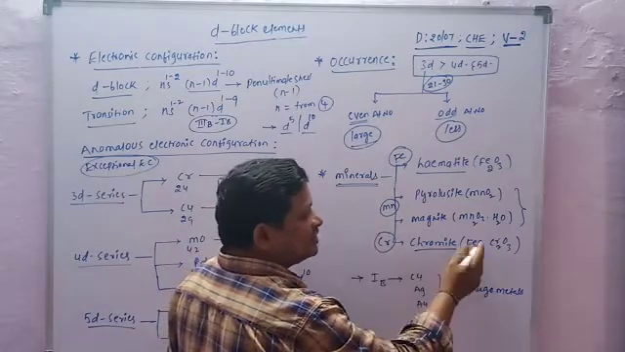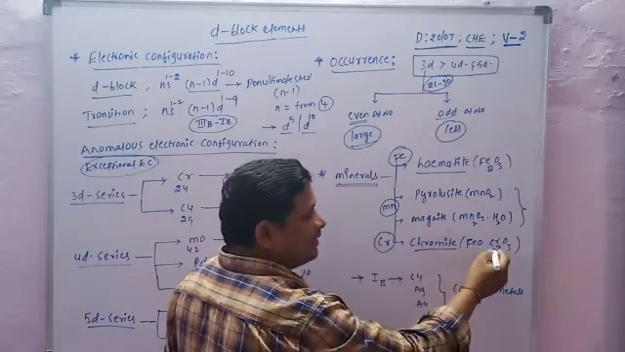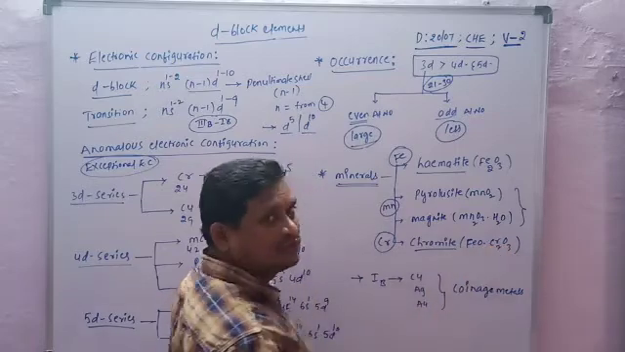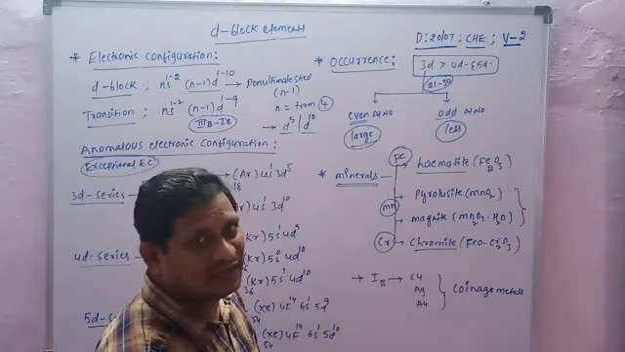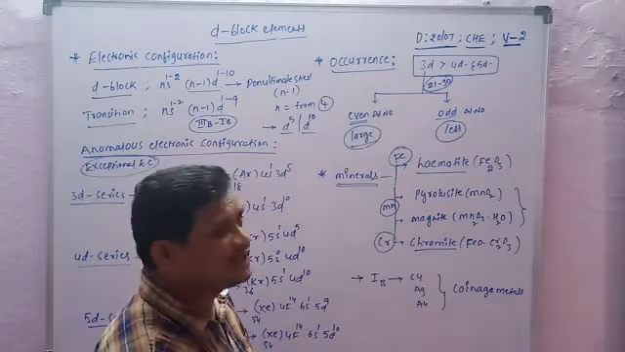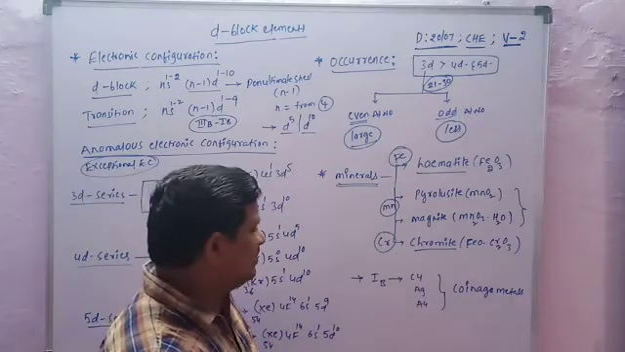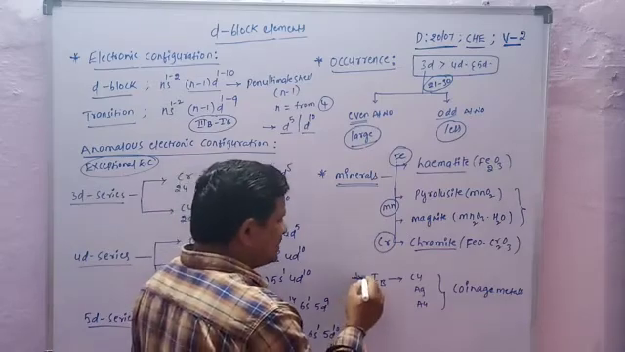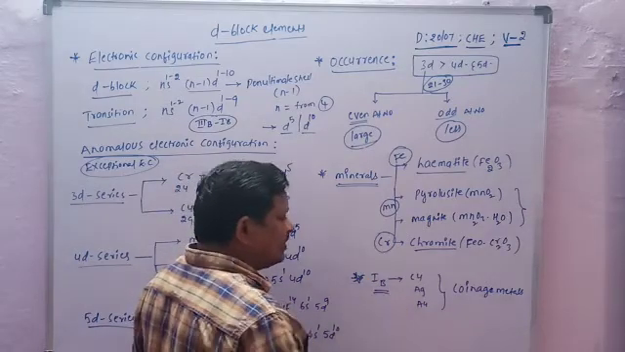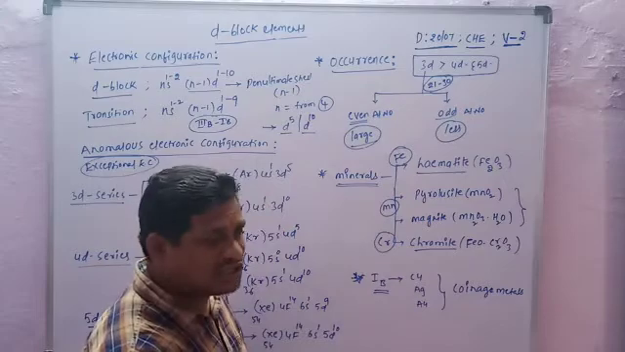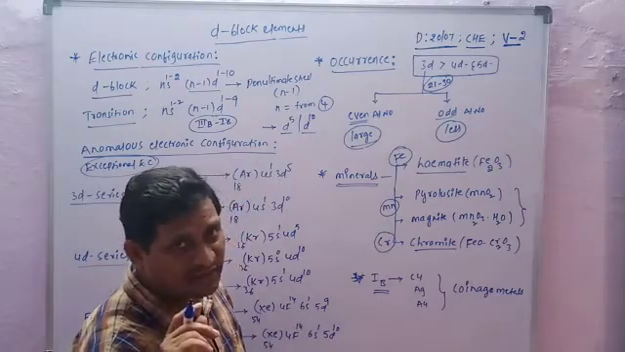So its composition is FeO and Cr2O3. So now these are the minerals of some d-block or transition elements. The next important point is about the 1B group elements in the d-block or transition elements.